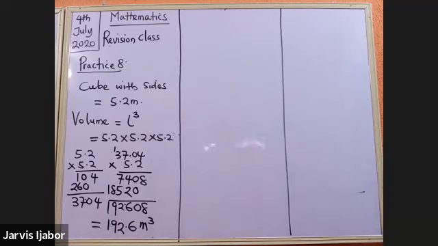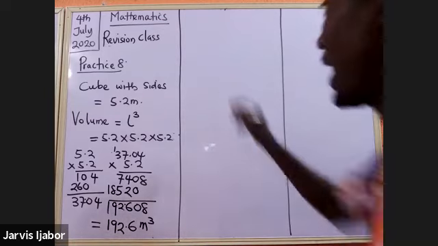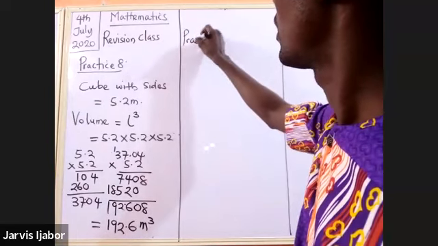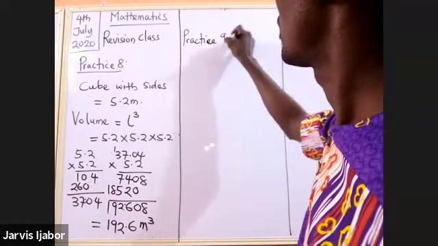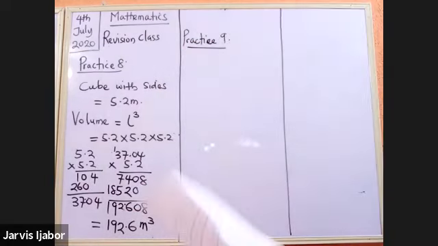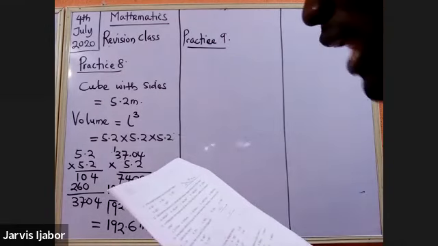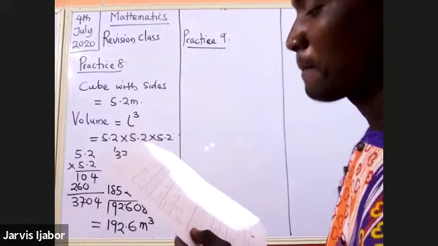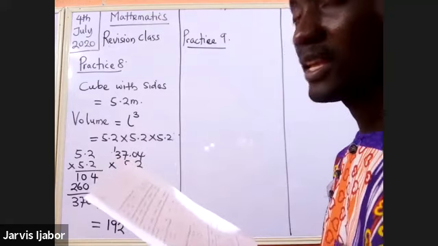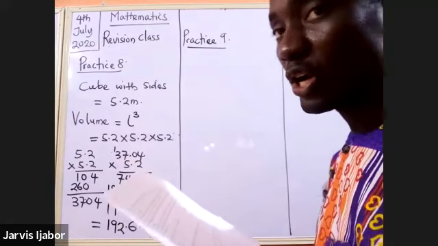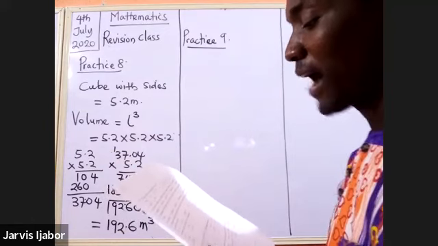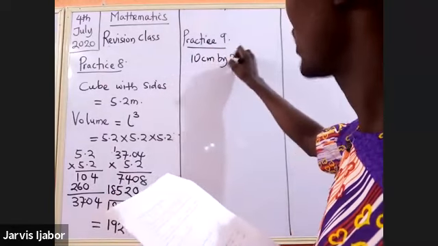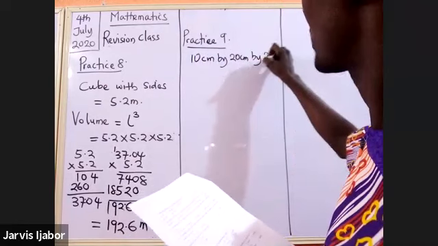So let's go to practice 9. In practice 9, we are told that a rectangular tank measures 10 cm by 20 cm by 20 cm. That is 10 cm by 20 cm by 20 cm.